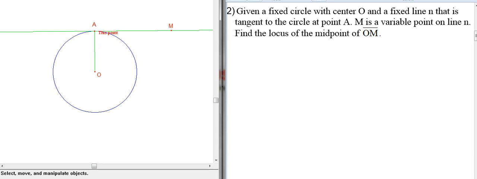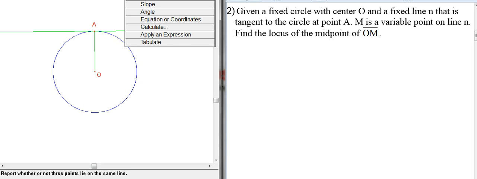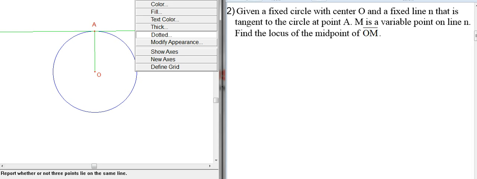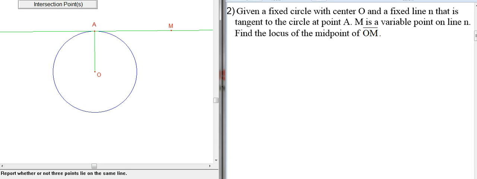And what else? We have a tangent. When we have a tangent, what is this angle over here? It's 90 degrees, right? This angle is a right angle. All right, this angle is 90 degrees because the radius to the point of tangency is perpendicular to the tangent.